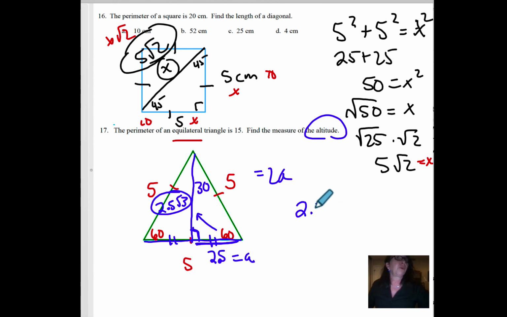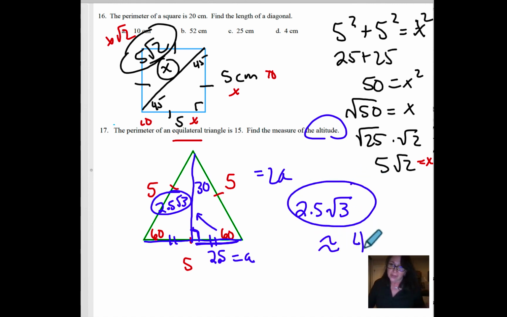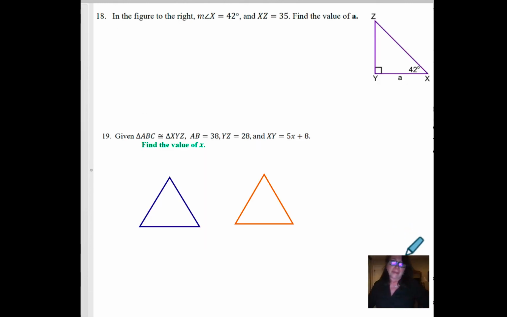So I've got 2.5 root 3. And you definitely can simplify that a little bit, and make that into not an exact value. So the square root of 3 is about 1.7, and if I multiply that by 2.5, I get about 4.3. So if they ask me for an exact value, this would be my answer. But if they ask me for an approximation, it's going to be about 4.33. That's my answer approximated.